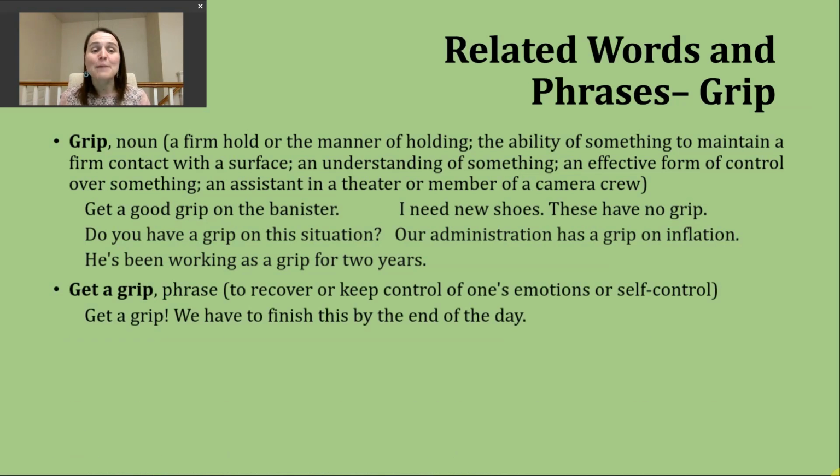The next thing we're going to talk about is the phrase to get a grip. Generally, this phrase is going to be used in the imperative. So we're giving strongly worded commands to someone that we want them to recover control over their emotions, or we want them to keep control of their emotions. Another way to think of this, maybe have some self-control. So an example of this: get a grip. We have to finish this by the end of the day.